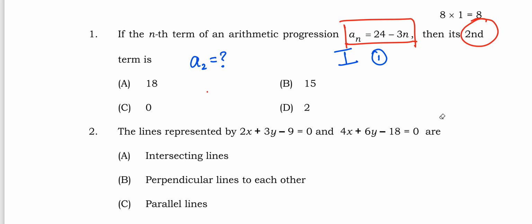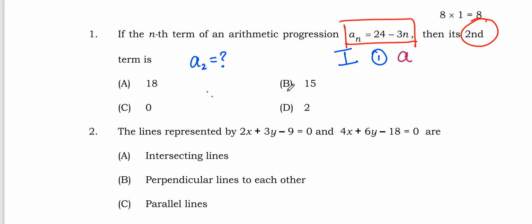So what should we do? Wherever you find n, substitute 2 over there. In place of n, substitute 2 if you want A2. In place of n, substitute 1 if you want A1. In place of n, substitute 6 if you want A6, the sixth term. Are you getting it? Now, if we want A2, what should we do? Very simple.